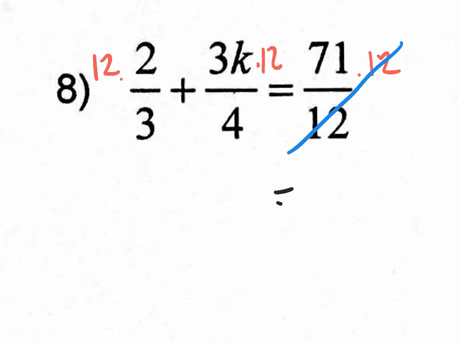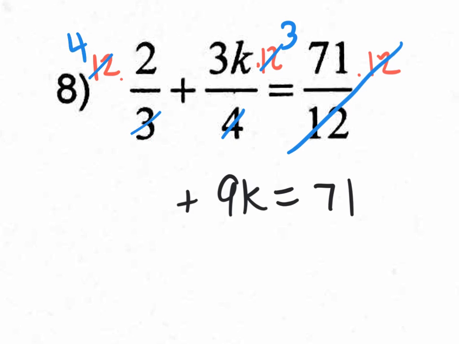You end up with a nice 71 on that side. And when you look at the 12 over 4, what's 12 divided by 4? It's 3. So 12 divided by 4 is 3 left over up on top. And up here we have 3k times 3. That's going to be a 9k, positive 9k. And then over here, 12 divided by 3. What's 12 divided by 3? 4. So what do we have left up on top? 4 times 2. What's 4 times 2?